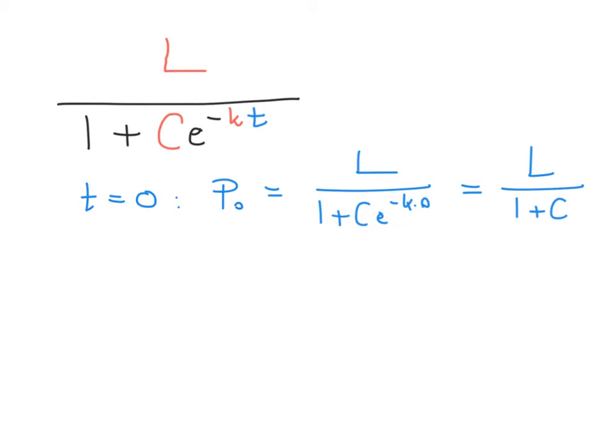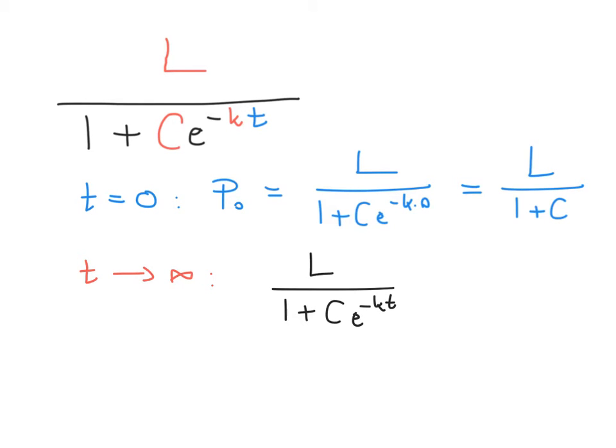The next thing we want to find out about the function is how it behaves in the long run. So what happens for t going to infinity? Well, let's take a look at the function. Let's write it out here again: L over 1 plus c times e to the minus kt.